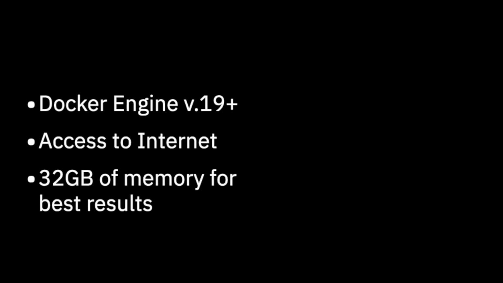To get started, you'll need a running Docker engine on your system running version 19 or higher, and a working internet connection with the ability to pull the latest HElayers instance from Docker Hub. Ideally, the system that you're running it on will have at least 32 gigabytes of memory available for the best results.